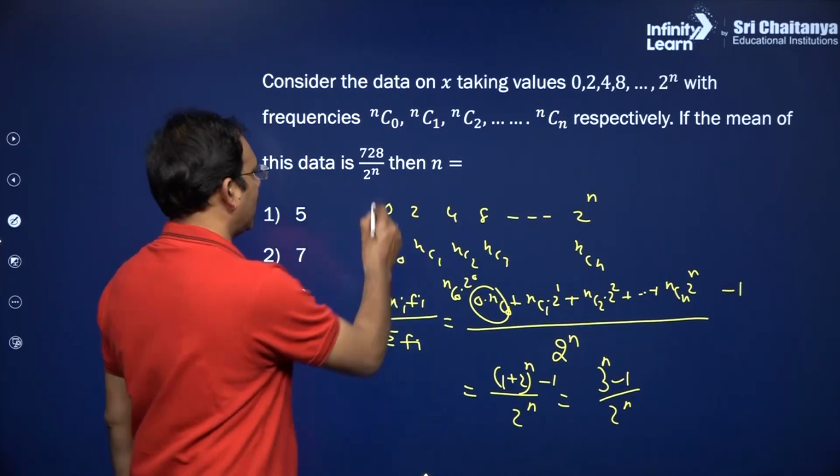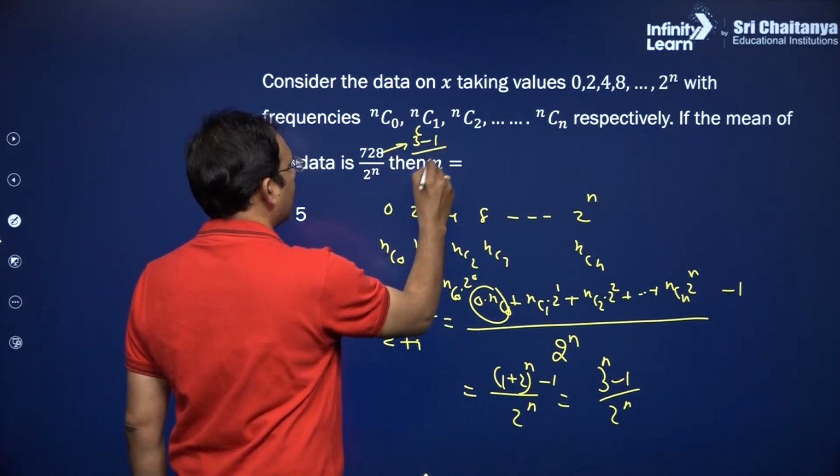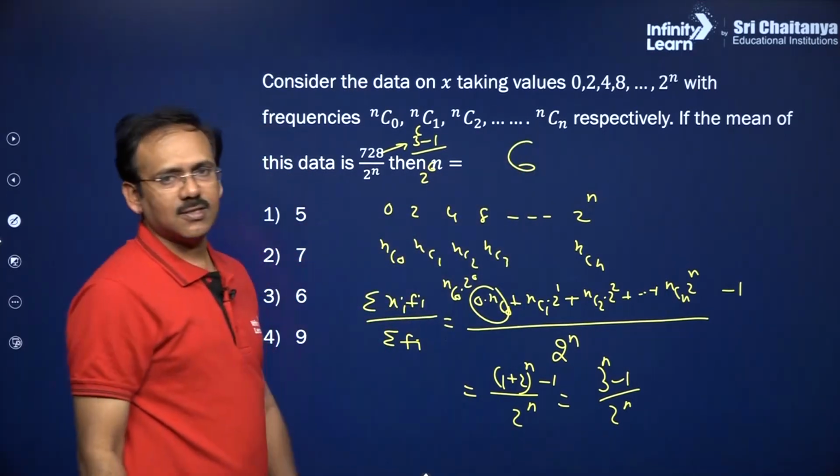729 is 3 power 6, my dear friends. This is 3 power 6 minus 1 by 2 power 6. So n must be 6, right.